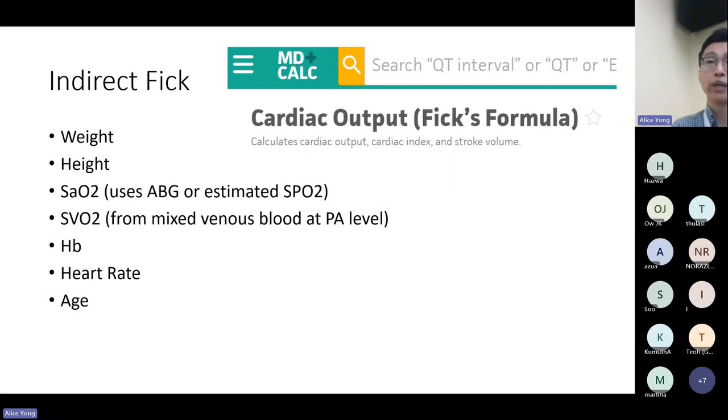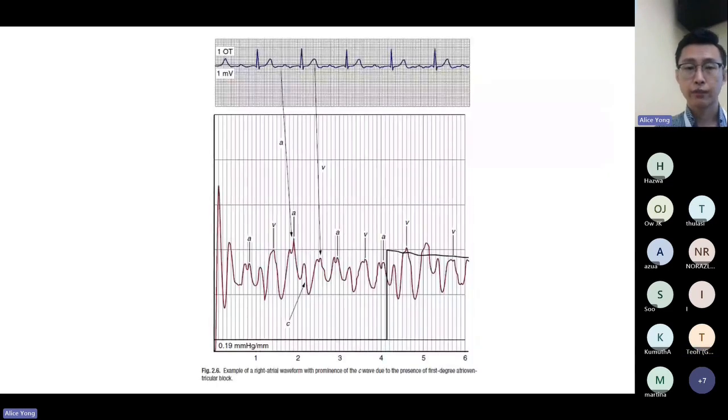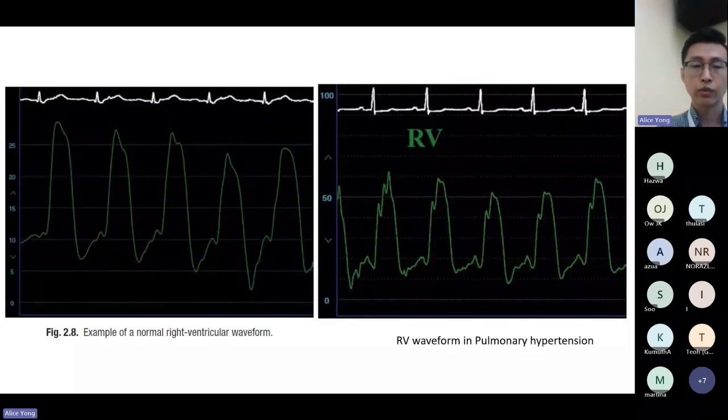The SpO2 we'll get from our mixed blood when we park our catheter at the pulmonary artery level. So you just plug in the calculators and then calculate it. All right. I shall skip all the waveforms. It's just for demonstrations of how it looks like.